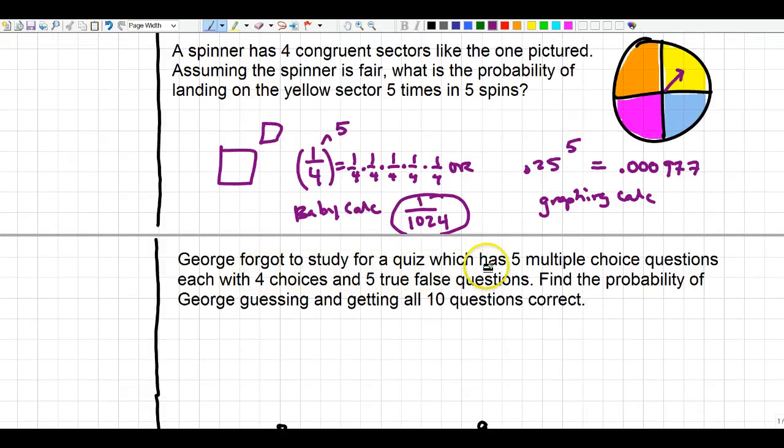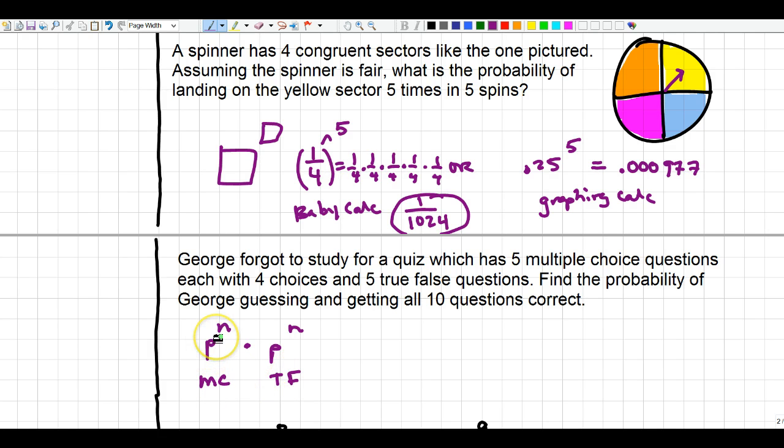George forgot to study for a quiz. The quiz has 5 multiple choice questions, each with 4 choices, and 5 true-false questions. Find the probability that he guesses and gets all of them correct. This one has 2 elements, and since we have 2 different types of problems we're working with, we're going to multiply the results together. So we're really doing p to the n times another p to the n here. Know that that might happen on word problems where students have multiple probabilities that they're going to combine by multiplication. So first let's start with the multiple choice, and then let's do the true-false.